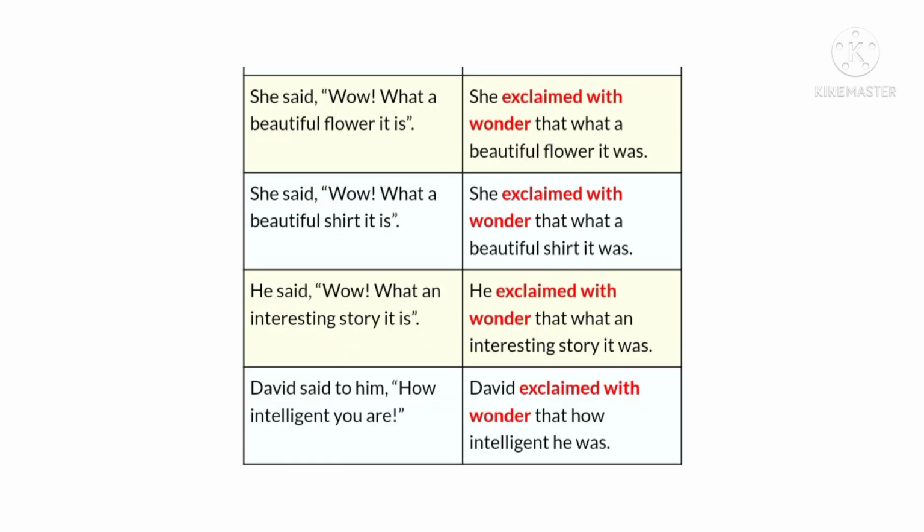Then we have to use the conjunction that. They exclaimed. For example, they said, "Hurrah, we won the game." So it is said with joy. So we can write: they exclaimed with joy that they had won the game.